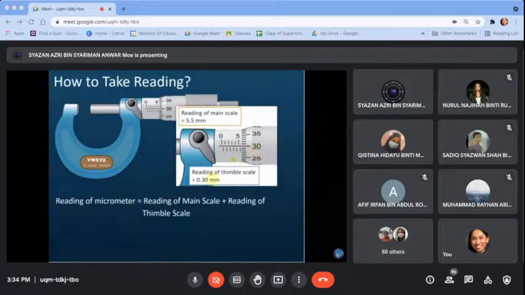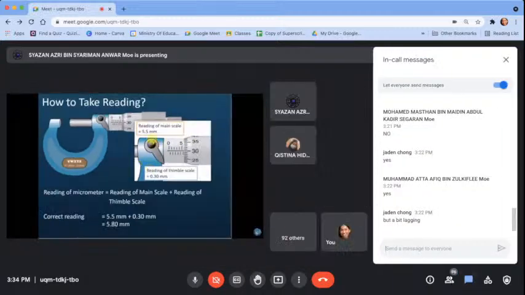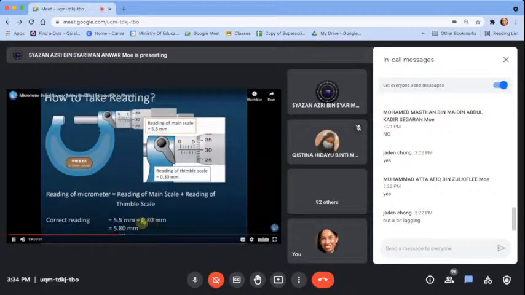So with the reading of the main scale 5.5 and the reading of the thimble scale 0.3, the correct reading will be 5.5 plus 0.3, which becomes 5.8 mm. Okay, so that is how we take the reading.